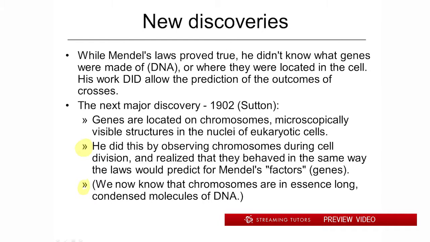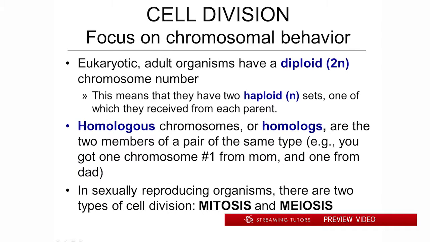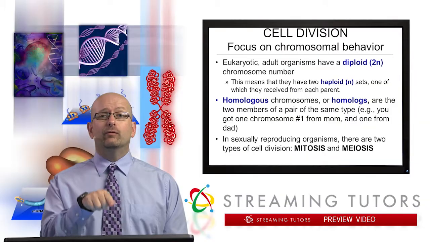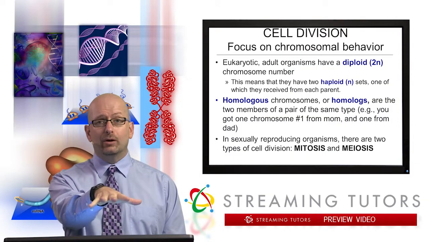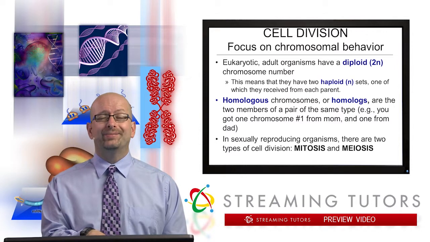Okay, so we are going to focus on cell division today, and one of the reasons is because think about this. We talked about in the pea plant experiments and even in our human pedigrees, information was being transmitted from a parent organism to its offspring.